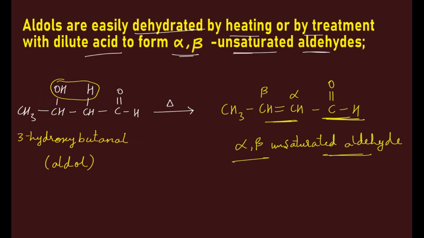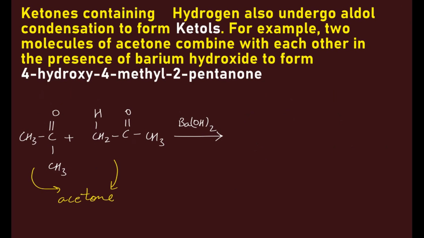Now let's move to ketones. Just like aldehydes, ketones will also give your aldol reaction and form ketols. We call them ketols because we are making them from ketones, and because in the final product you will get a ketone and an alcohol. Now let's read the statement. Ketones containing alpha hydrogen, condition is still the same. Ketones containing alpha hydrogen also undergo aldol condensation to form ketols. For example, two molecules of acetone. In this process also you will require two similar or different molecules of ketones combined with each other in the presence of barium hydroxide to form 4-hydroxy 4-methyl 2-pentanone. Right, let me write down the final product.